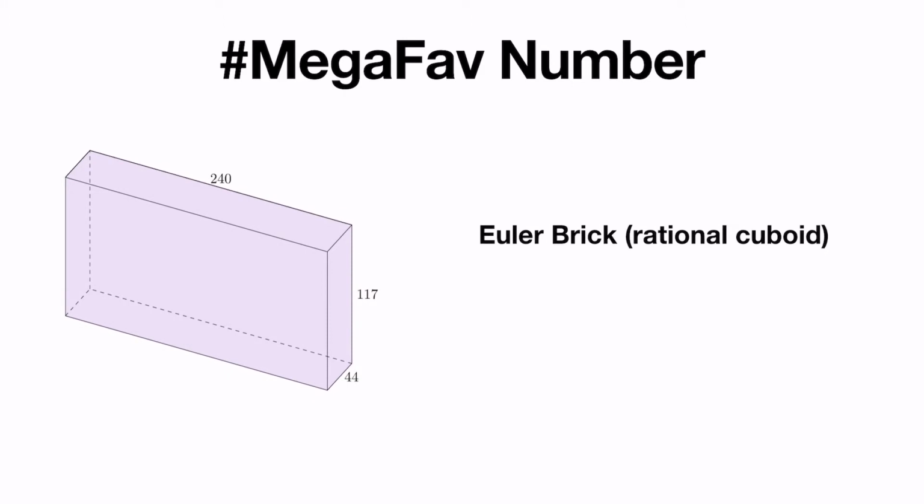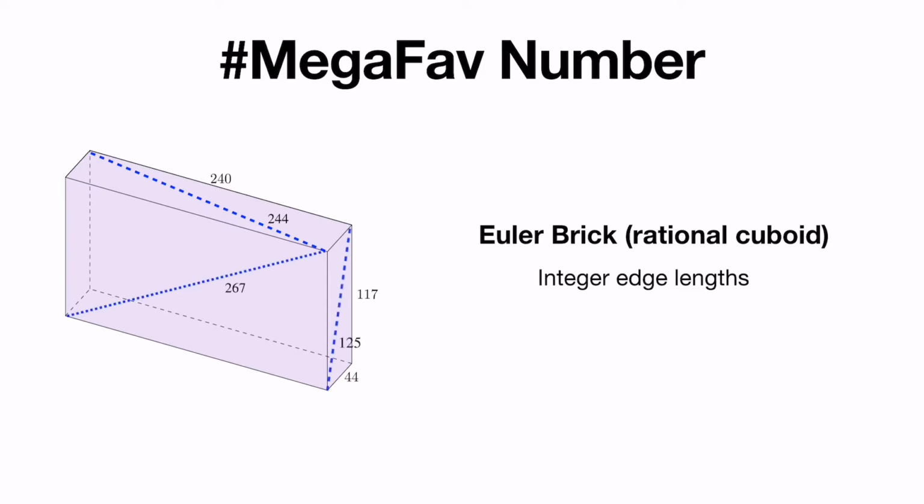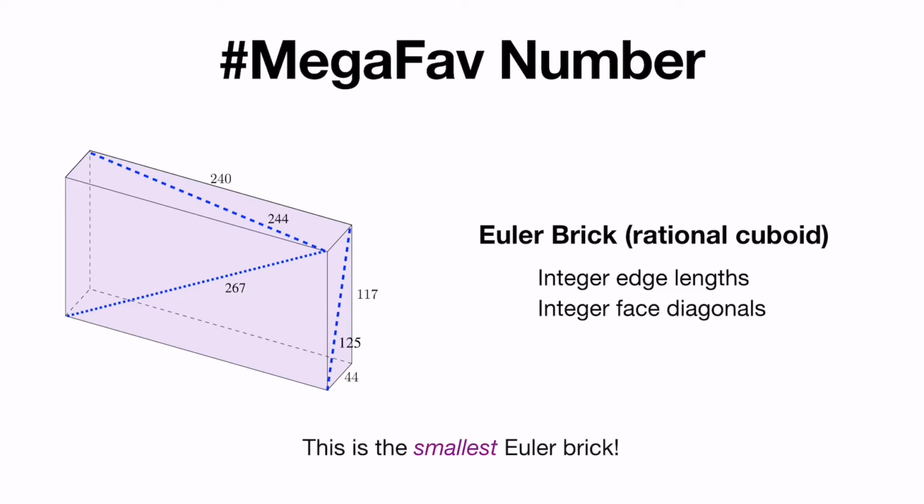Well, it turns out that this rectangular prism is known as an Euler brick, or a rational cuboid. As we've seen, it already has integer edge lengths, 240 by 117 by 44. But maybe more interesting is if we compute the lengths of the face diagonals, 244, 267, and 125, all of the face diagonals are also integers. And that's what makes this an Euler brick. And it turns out that the one I've shown you is the smallest Euler brick.